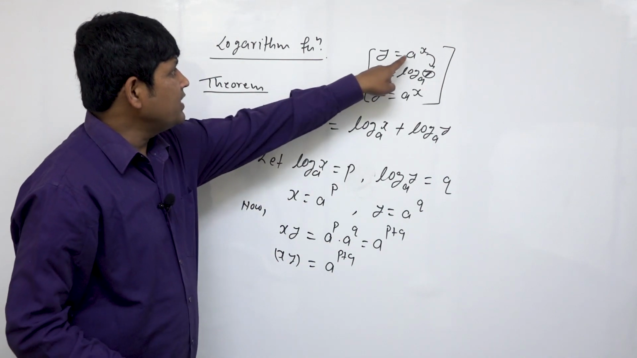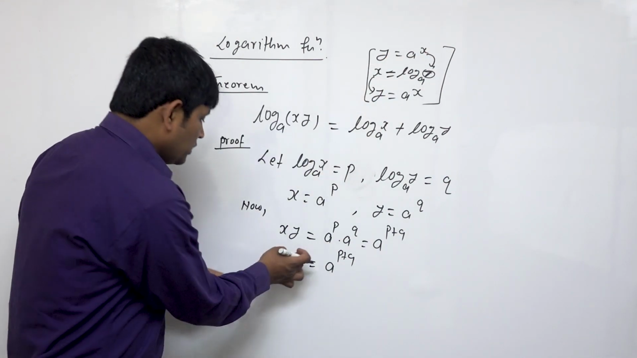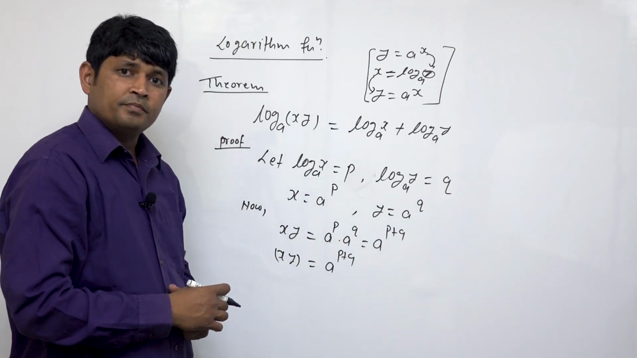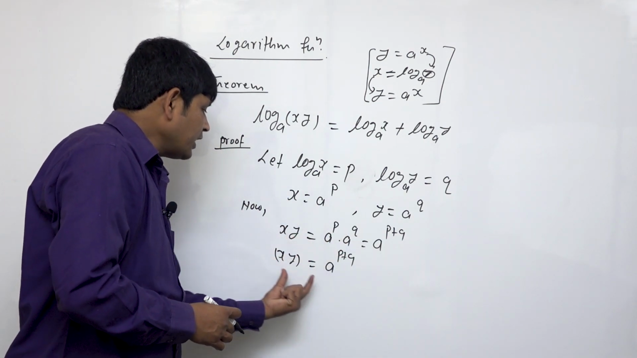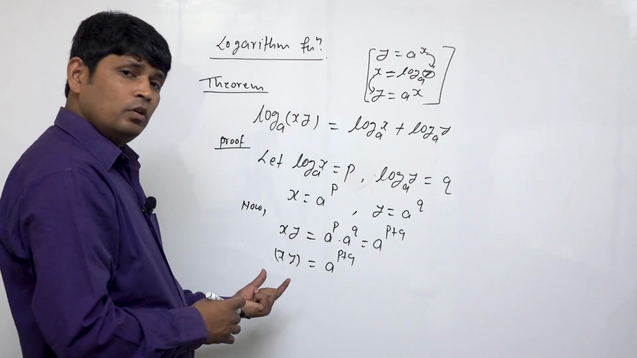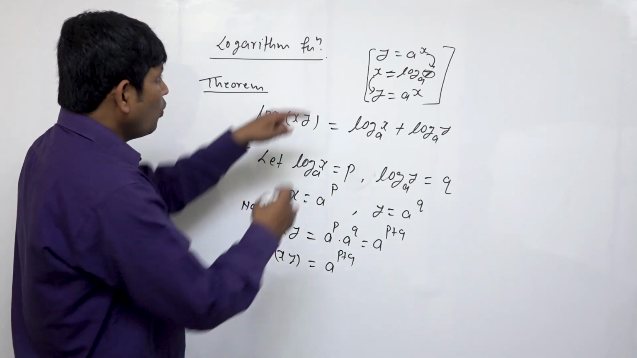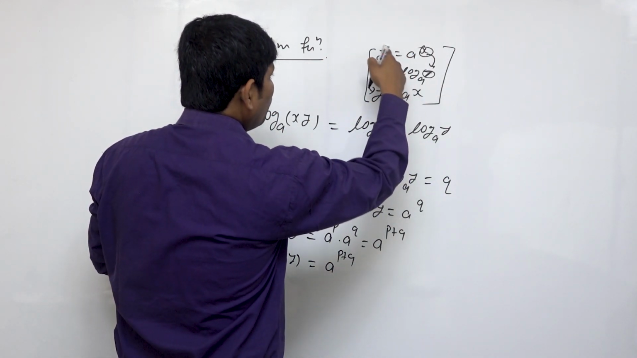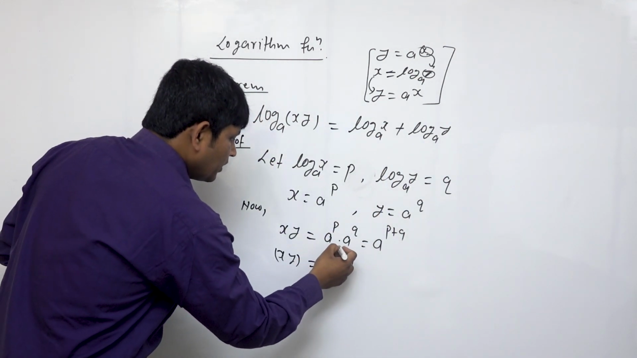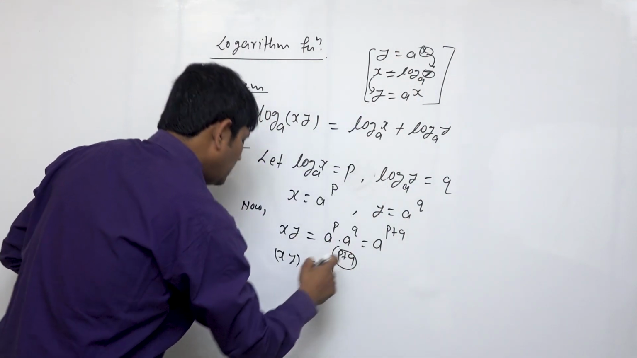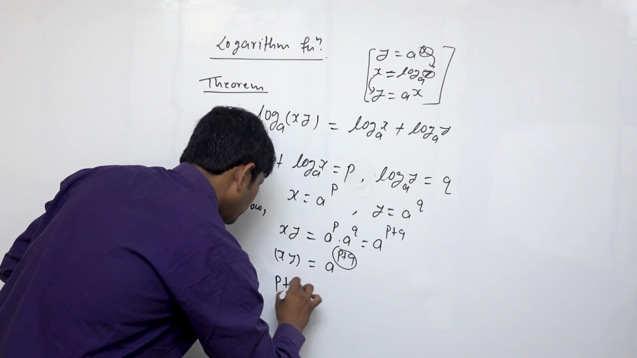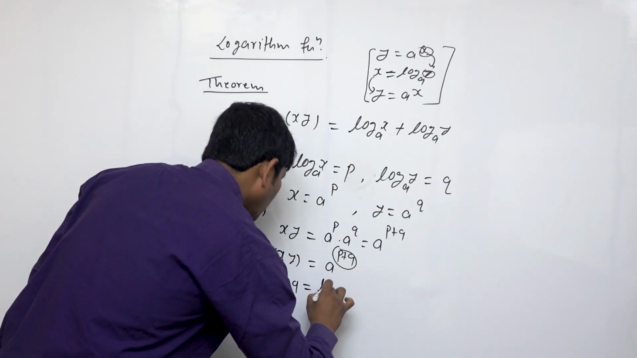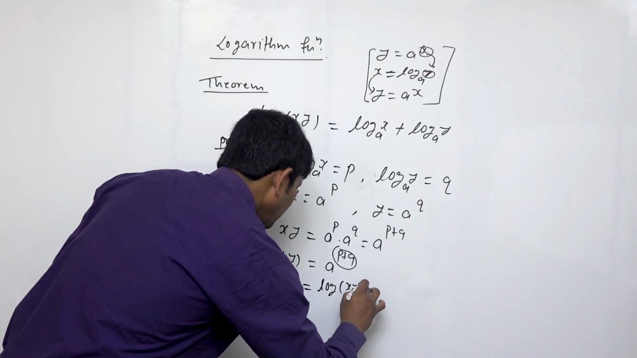Now let's see here, xy is equal to a to the power p plus q. This is in the form of y is equal to a to the power x. How can we convert this exponential to logarithm function? y is equal to a to the power x, so x is equal to log of y to the base a. So p plus q is in the place of x, so p plus q is equal to log of xy to the base a.